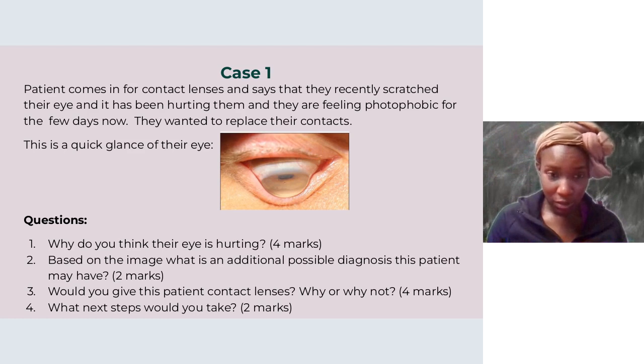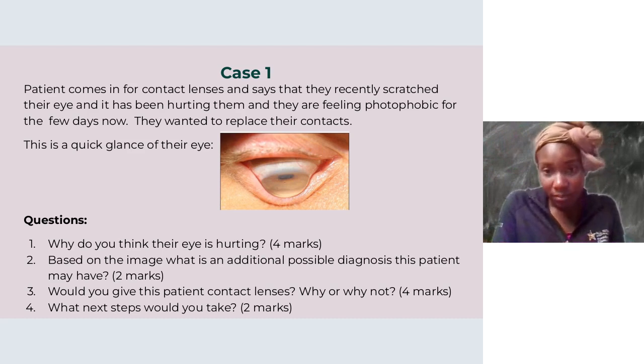Yeah, so the picture is showing Munson's sign. You are right, they do have keratoconus. What kind of keratoconus is this? Keratoglobus, good. So first of all, there's a couple parts to this. Why do you think their eye is hurting?